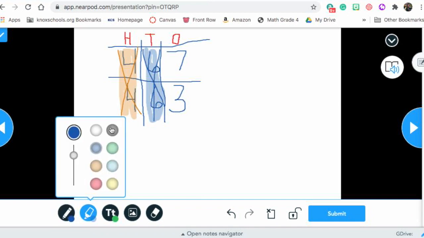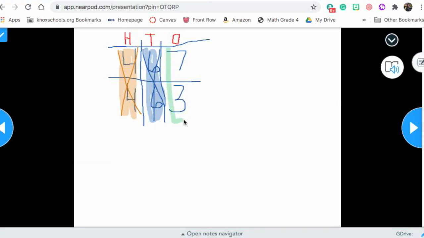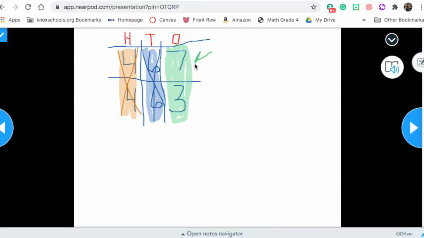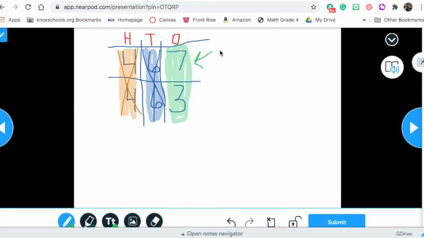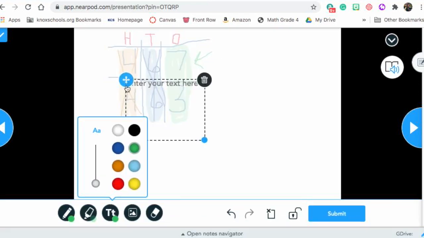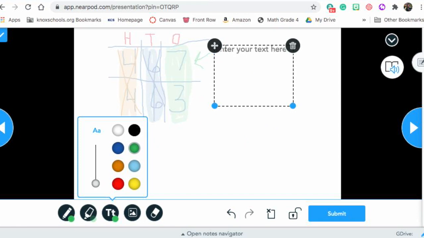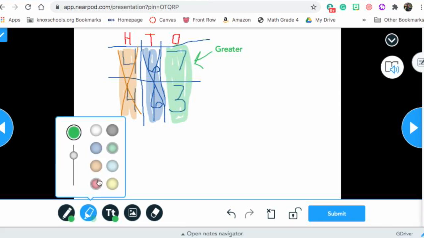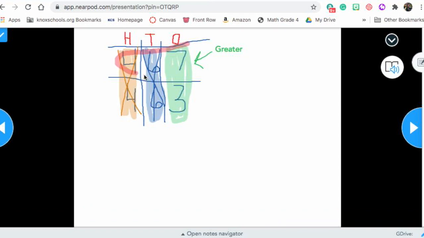So I'm going to move on to the next place. And now I'm in the ones place, and oh look, these are not the same. That means that I can compare them to each other, and what I notice is that this 7 is greater. That's awesome. That means that this digit is greater than this digit, meaning the number that that digit is in is the greater number.